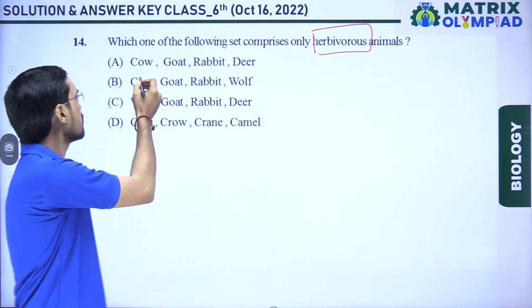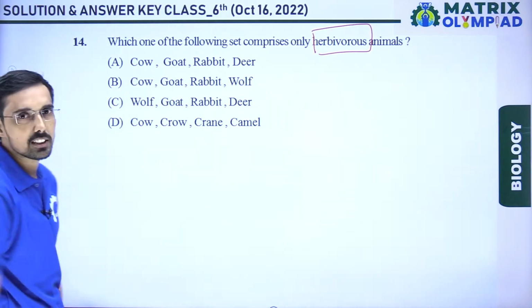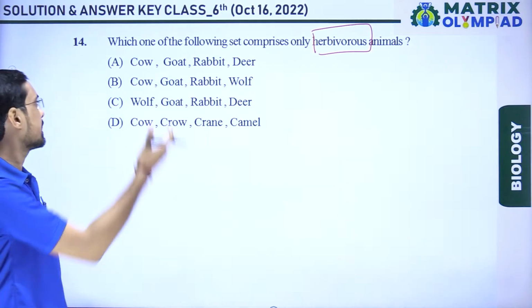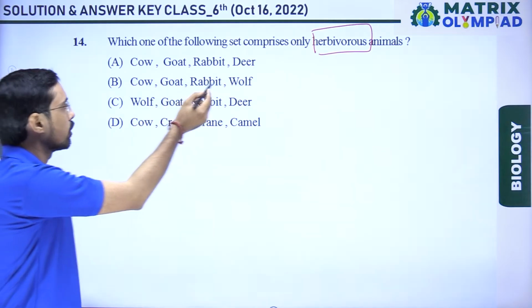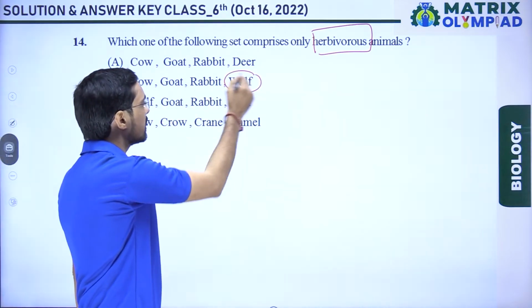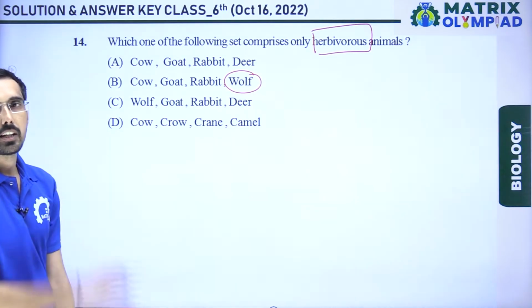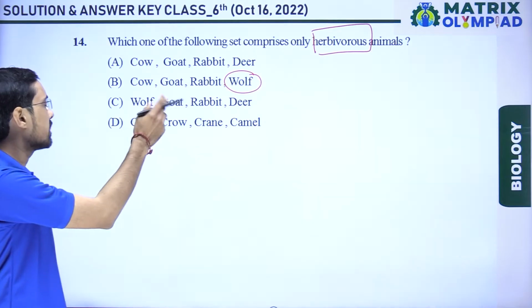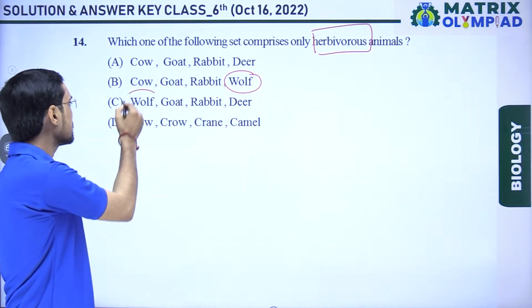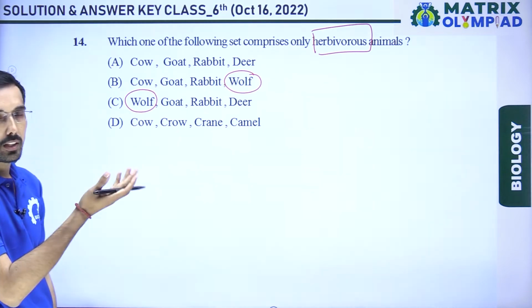Now we move to the options. First option is cow, goat, rabbit and deer. All these are herbivorous animals. Now move to the second option. Cow, goat, rabbit and wolf. As we can see, wolf is a carnivorous animal which eats only other animals. Now move to the third option, wolf, goat, rabbit and deer. As we can also see, the wolf is there, which also eats other animals.